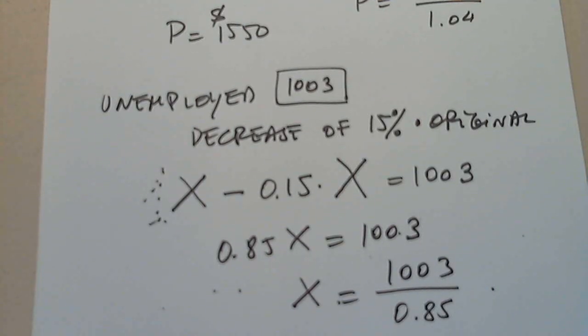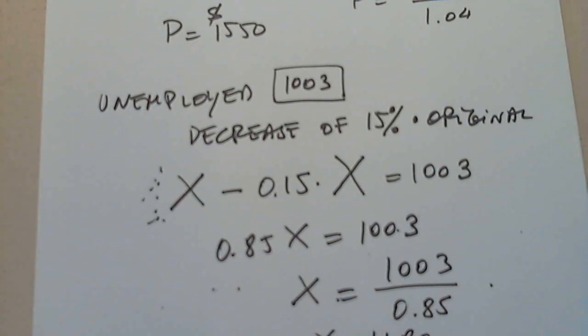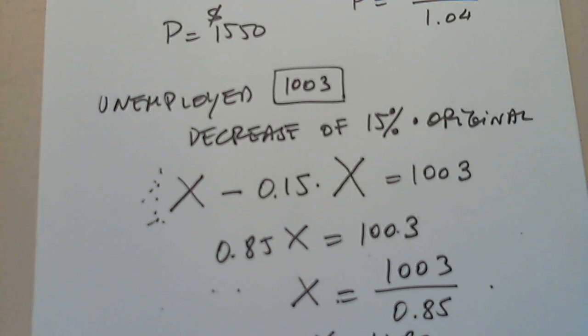So let's see. 1,003 divided by 0.85. So 1180. So x equals 1,180. They were the previous month. This month there were 1,003, and that is a 15% decrease from the total unemployed the previous month.